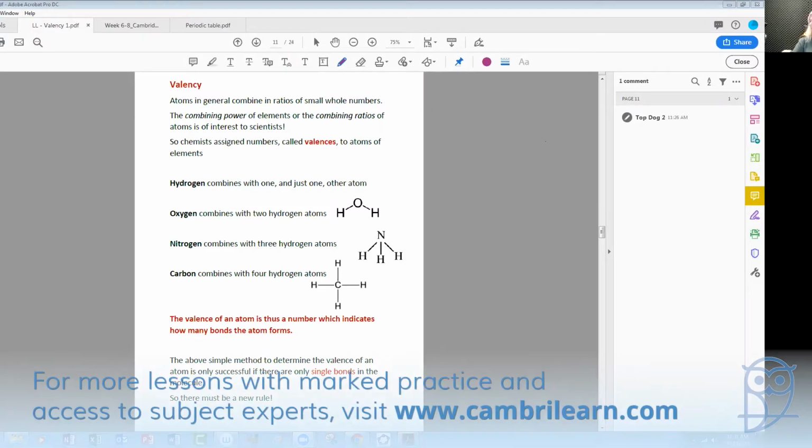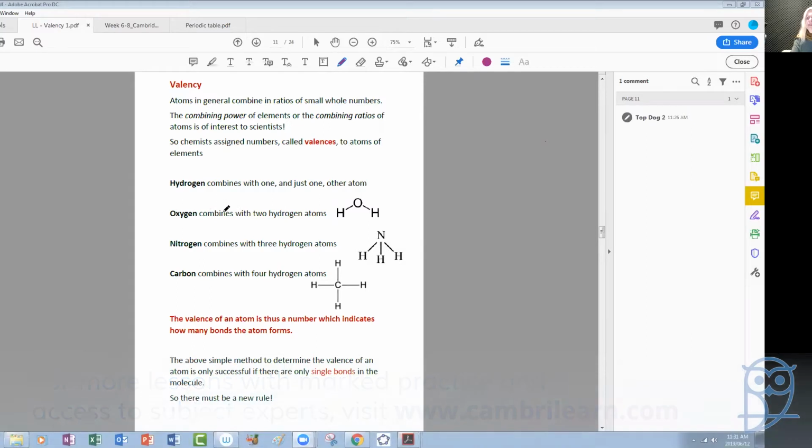So today we wanted to talk about the valency of atoms, and I prepared some general notes. You see, this concept of valency or valence, same thing, was actually developed before the introduction of the electron, before the discovery of the electron.